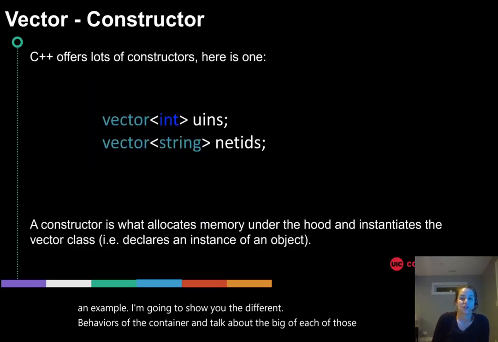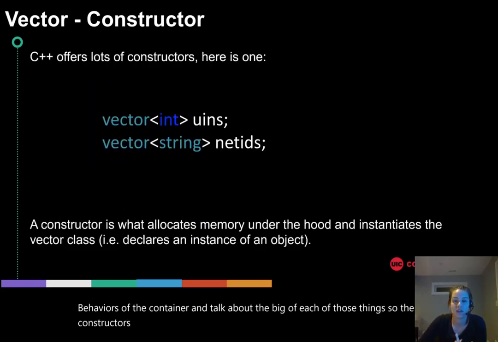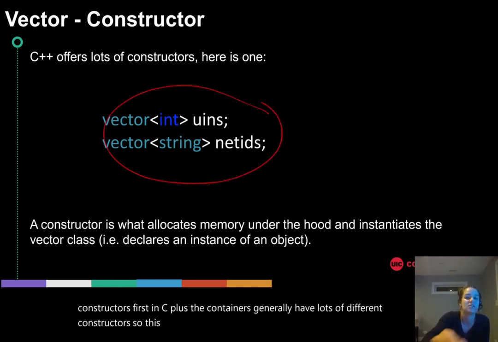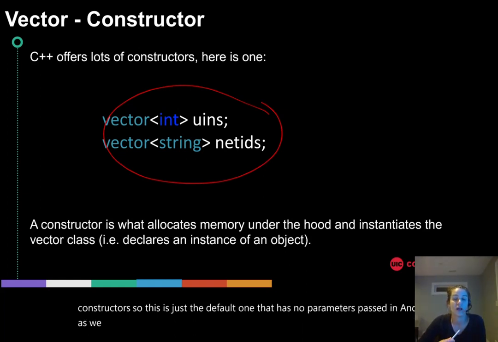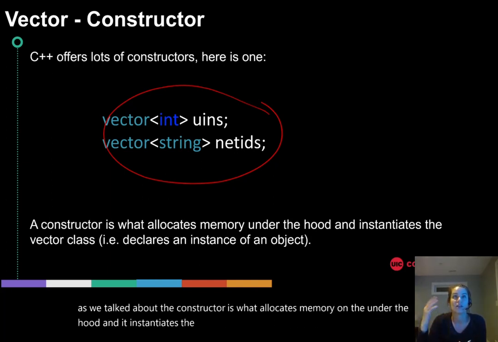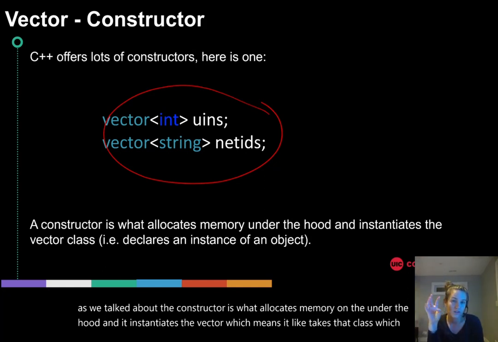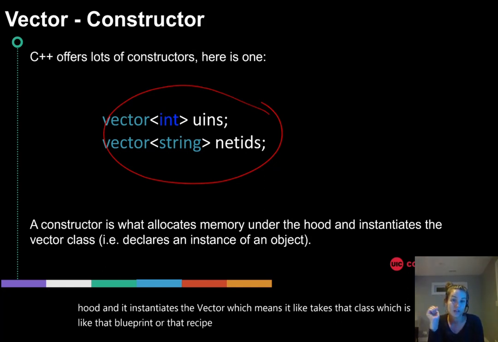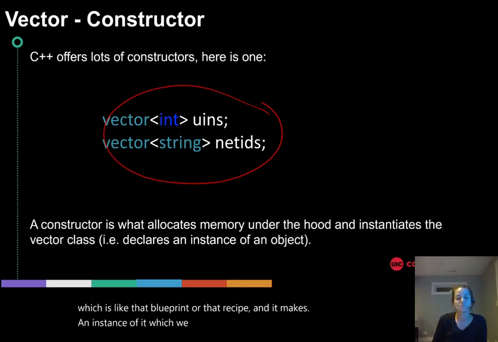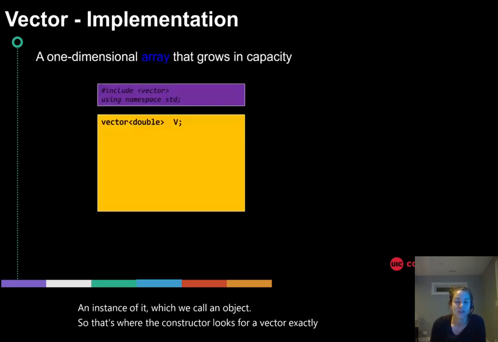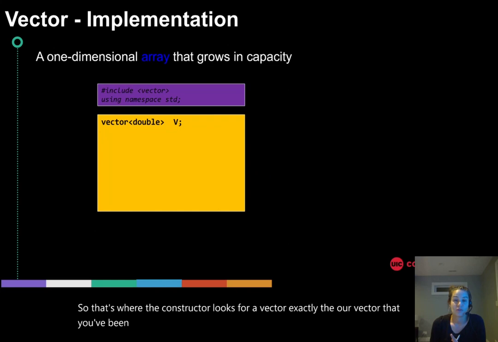So the constructors first. In C++, the containers generally have lots of different constructors, so this is just the default one that has no parameters passed in. And as we talked about, the constructor is what allocates memory under the hood, and it instantiates the vector, which means it takes that class, which is like the blueprint or the recipe, and makes an instance of it, which we call an object. That's what the constructor looks like for a vector, exactly like the R vector that you've been using.